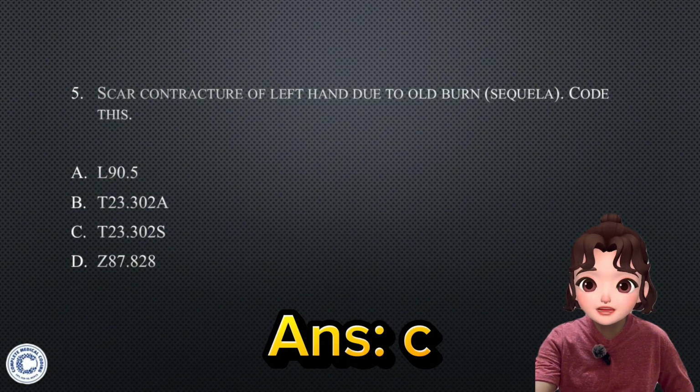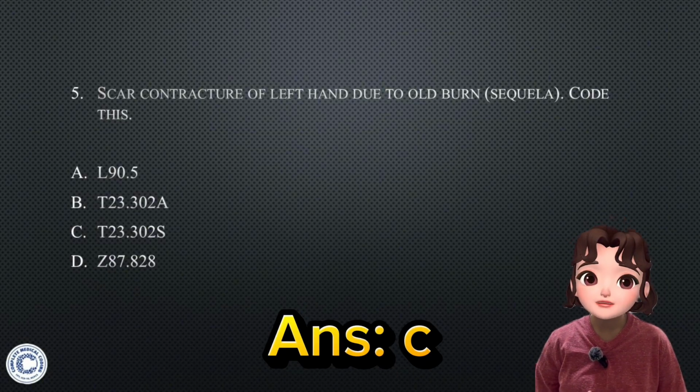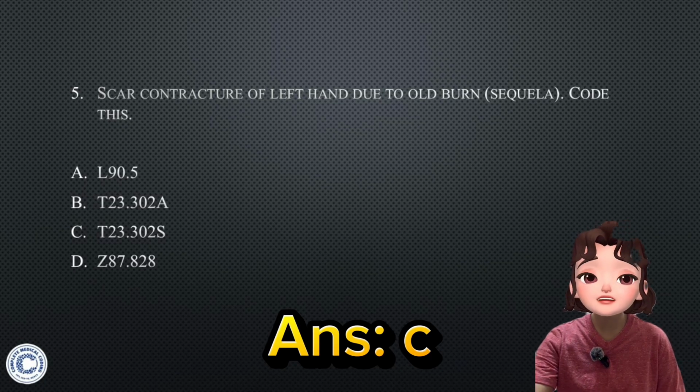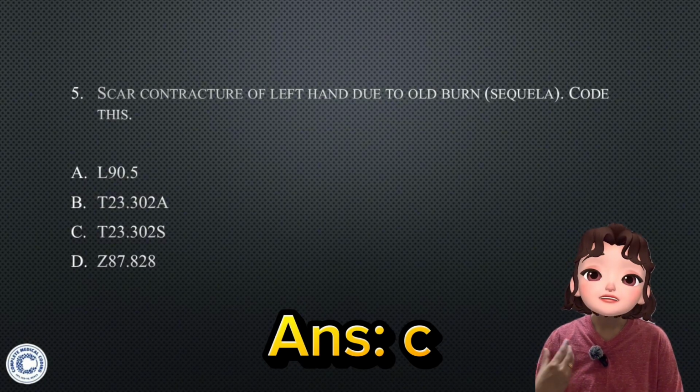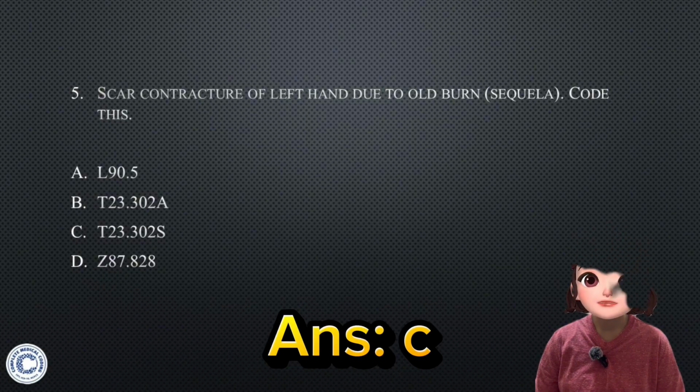If you want, we will just check option D as well because it is starting with a Z code, Z87.828, which is personal history of other healed physical injury and trauma. Even though this is a history, the scar is still present from the old fracture, which means from that old burn, from that sequela, the scar is coming out. So you have to always code for the sequela of burn. Okay, so the answer here is option C, T23.302S, sequela of burn, scar contracture.